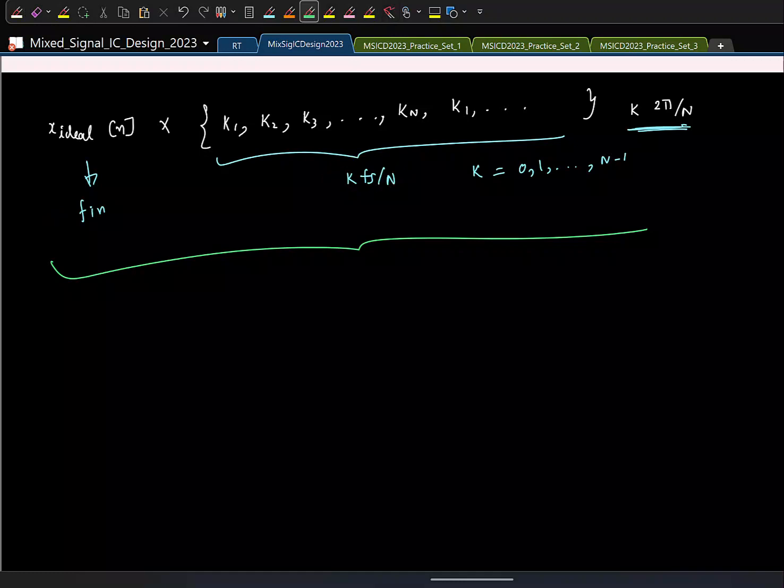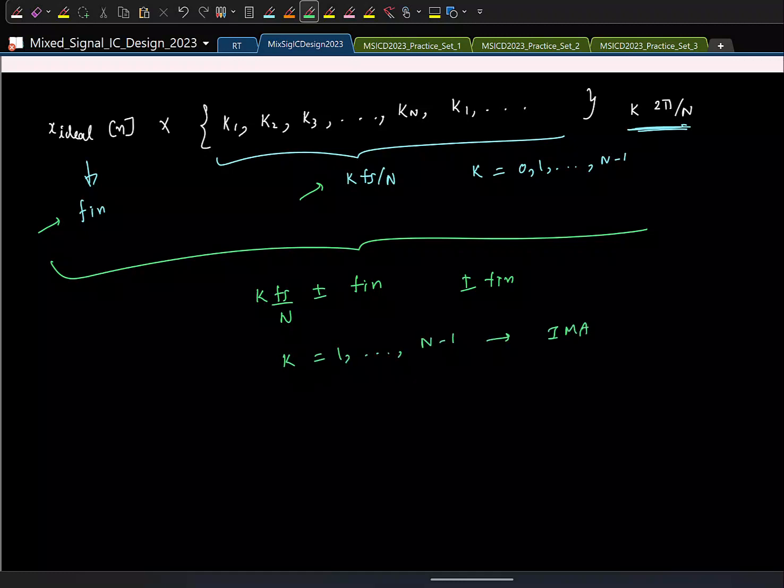Think of it as two sinusoids, sine of this multiplying with sine of this. What are the frequencies I'll get? I'll get the sum and difference, that's all. So I'll get k Fs by n plus or minus Fin. For k equal to 0, I'll get basically plus or minus Fin. That is the actual signal I want. So the images will be from 1 to n minus 1.